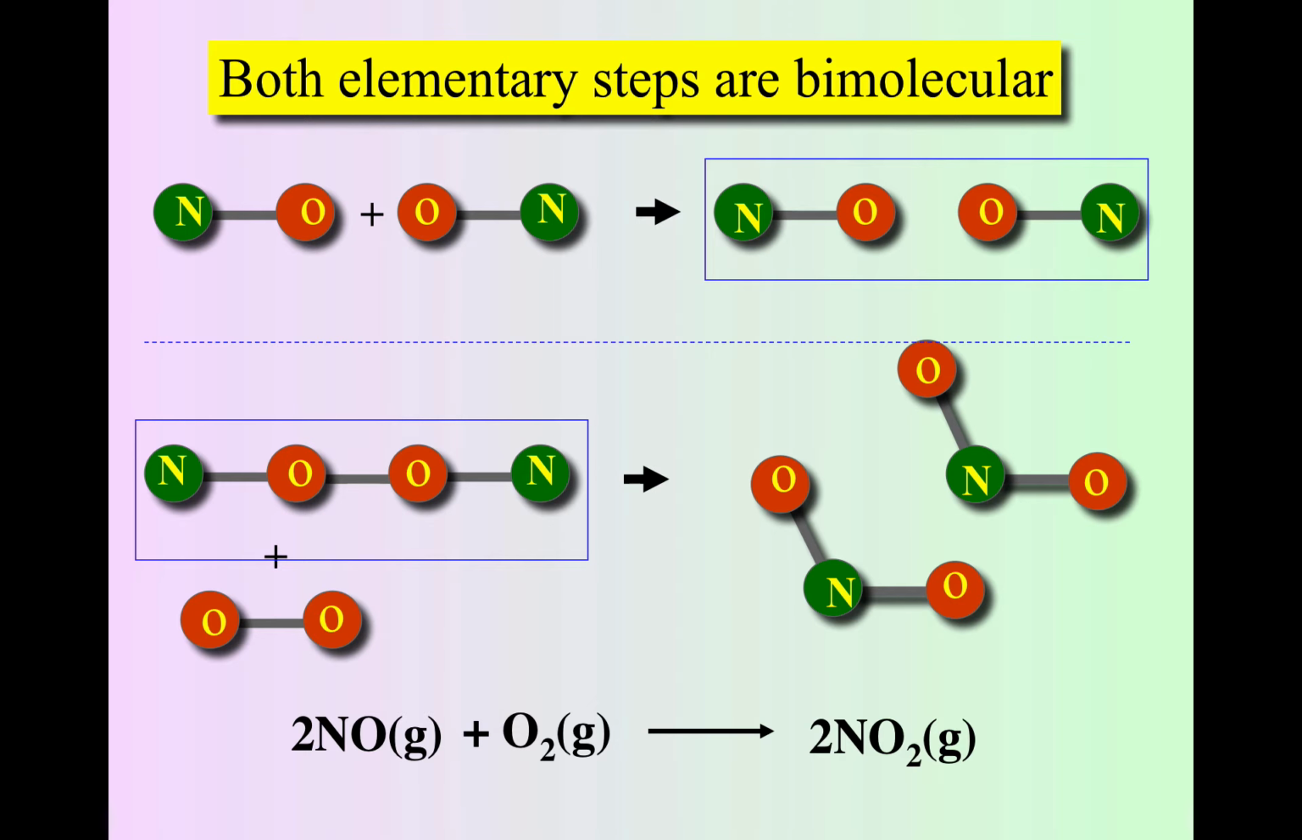So both these steps are bimolecular, right? In the one step, we have a collision to make the intermediate. Then the intermediate gets slammed by oxygen to go to products. So two bimolecular steps in this mechanism.